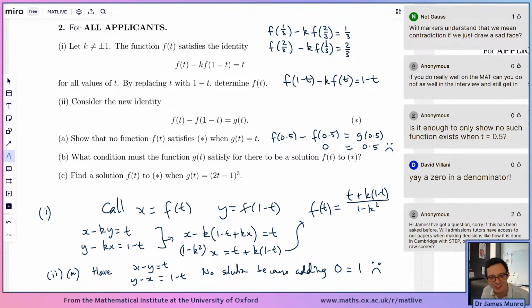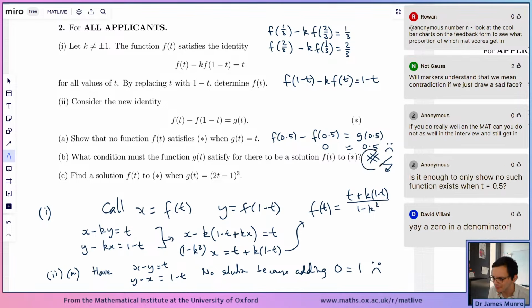Notgauss is calling me out for drawing a sad face to mean contradiction. I reckon a marker would know what that means. Other symbols are available. Some people draw this one, some people do this kind of lightning bolt thing. I think it's like a devil tail. I normally do this one. I thought I'd use sad faces today.